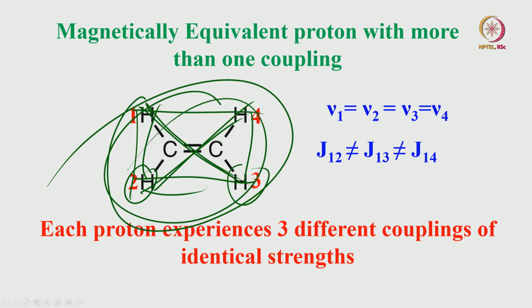Similarly, benzene gives rise to a single peak in NMR, although there are 3 couplings. In methane, there are different couplings, 5 or 6 couplings are there, but all of them are identical. All proton chemical shifts are identical and give a single peak in NMR. So, this is the concept of magnetic equivalence.